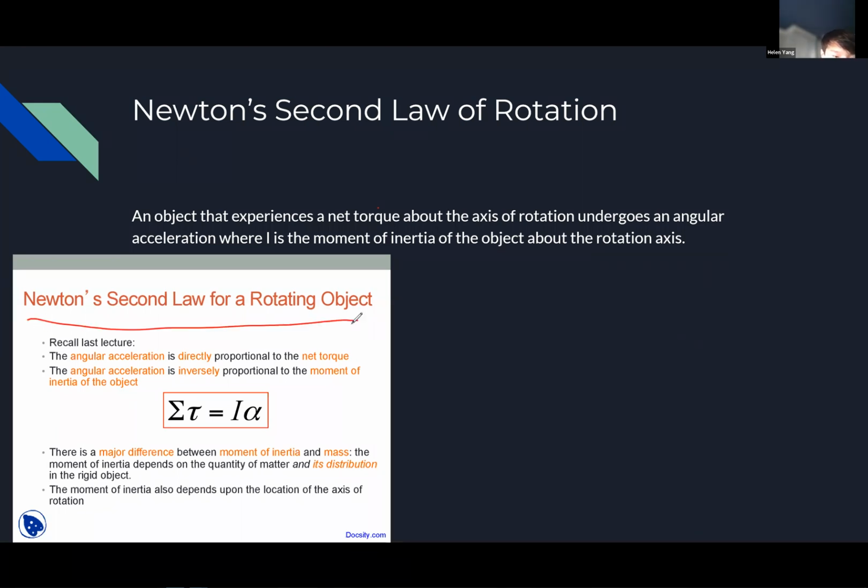So here, we know the angular acceleration is directly proportional to the net torque, and the angular acceleration is inversely proportional to the moment of inertia. It would be torque over I. This is the net torque.